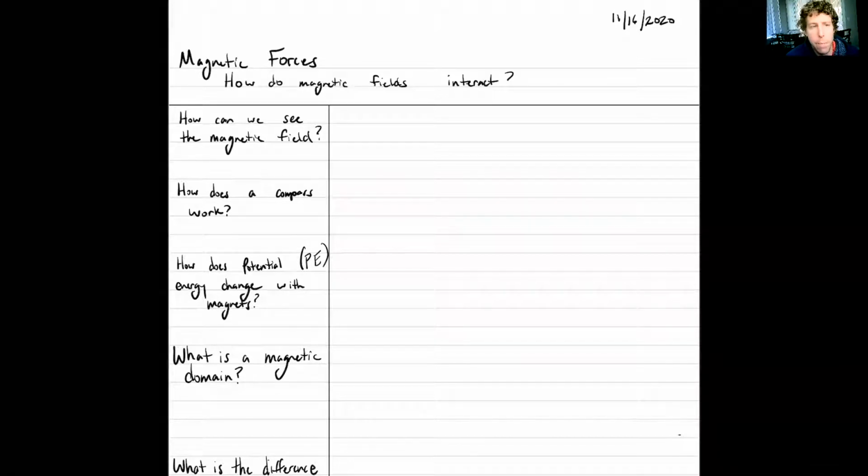So we're going to start with the same topic, magnetic forces. Our essential question is still, how do magnetic fields interact? And then you're going to use the reading to answer these questions today.